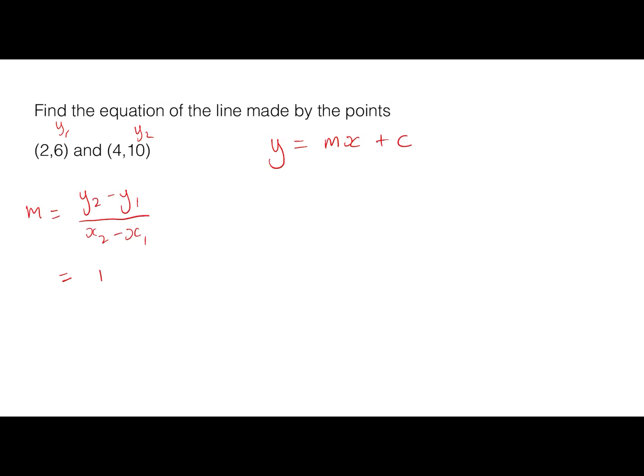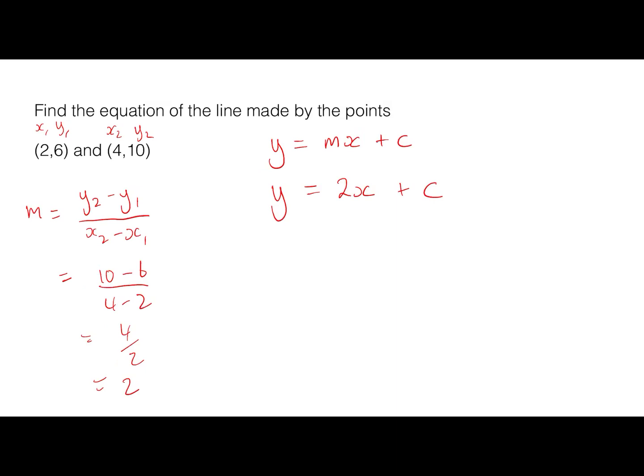So we're going to make that one y2 and that one y1, so it's going to be 10 minus 6 over x2 and x1, 4 minus 2, so that's 4 over 2, the gradient is equal to 2. So now I know that my equation is y equals 2x plus something. I don't know what the something is yet. The something is the y-intercept, but I don't know what it is.